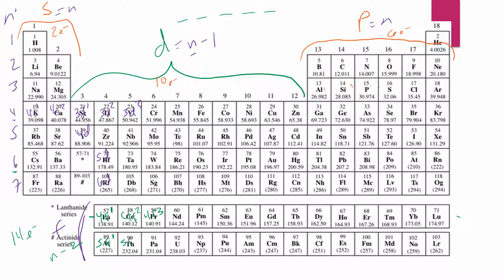1, 5, F2. So that's how the D and the F blocks work. S and P are easy because they're the same as the row number. D is the row number minus 1, and F is the row number minus 2. So we'll go over this a little bit more.